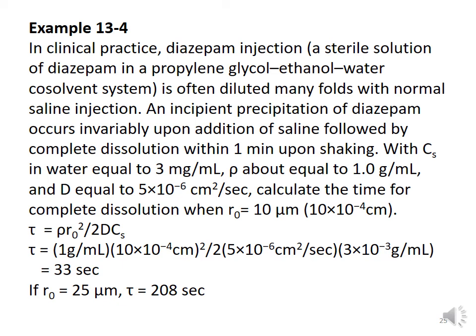when the original radius equals 10 micrometer. The time required for complete dissolution is calculated since the density is known, the original radius is known, the diffusion coefficient is known, and the solubility is known. The time required for complete dissolution, if the original radius equals 10 micrometer, equals 33 seconds. If the original radius is 25 micrometer, then the time required for complete dissolution will be higher and it equals 208 seconds.